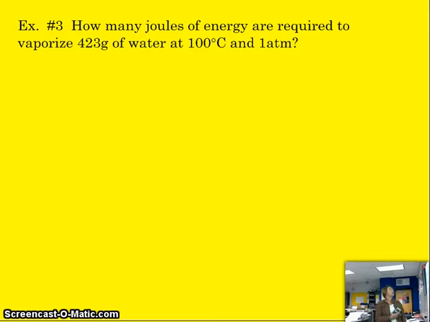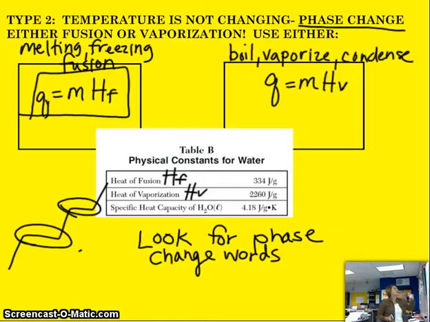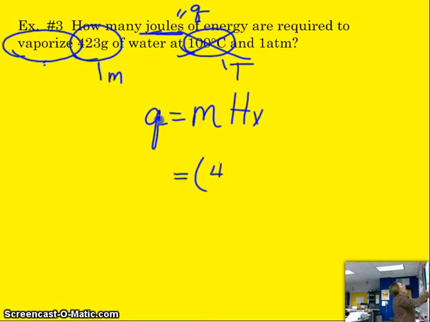And our final example, how many joules of energy are required to vaporize 423 grams, that's our mass, of water at 100 degrees Celsius, that's our temperature. Are there any phase change words? Vaporize. So if I see a phase change word, I don't care about the temperature. And they're asking me for joules. Joules is Q. Now I'm in the vaporize is my word, so I'm using Q equals MHV. They're asking me for Q. I have my M, but they did not give me HV.